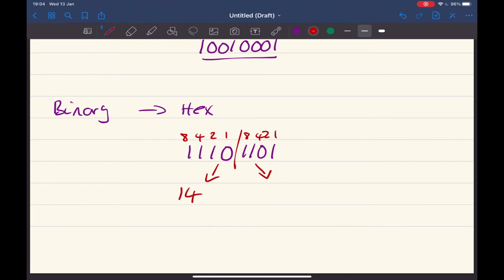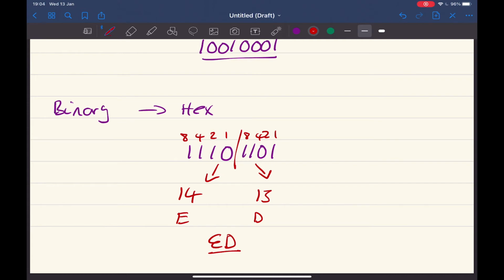We then add them up. So that is 14, and that one is 13. Now we know we can't have 13 and 14 in hexadecimal, therefore that one must be E and that one is D. So this number here in hexadecimal is ED. So the binary number we've been given here is ED in hexadecimal. So that's converting binary to hex.